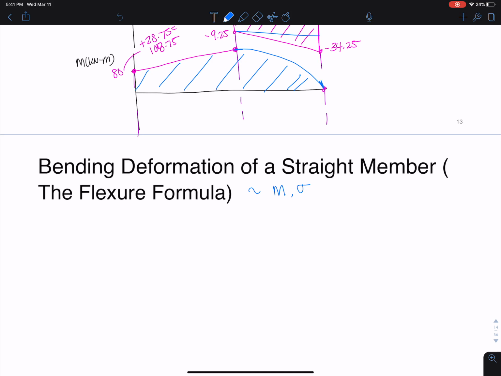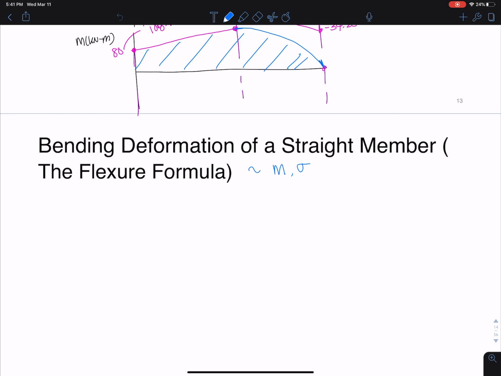Once again, just like we did for torque and torsion, shear stress, how we connected these two, we derived that equation. We're going to do the same thing for moment, internal moment on a beam, and sigma or normal stress.